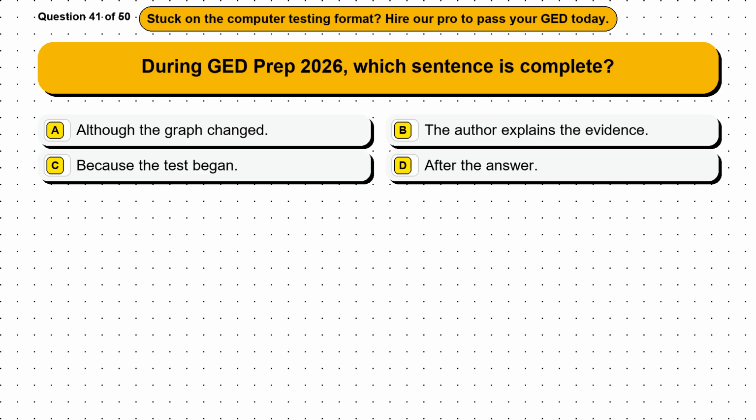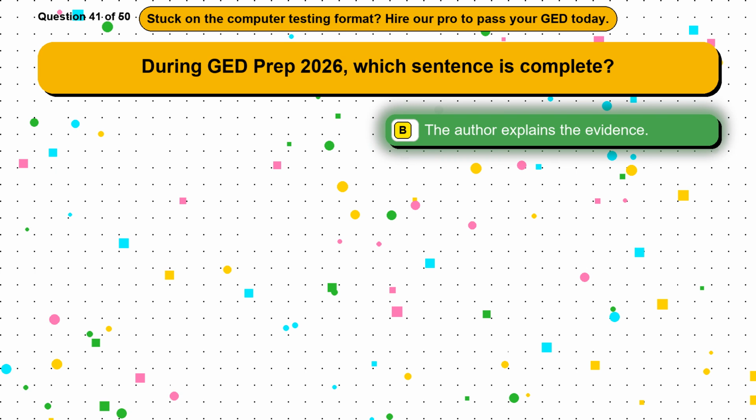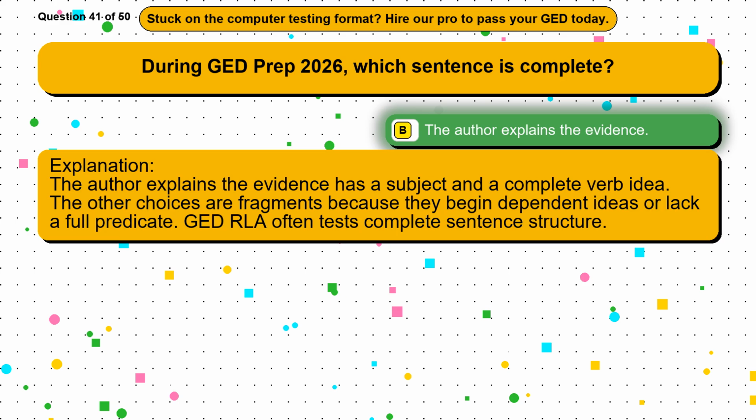Question 41. During GED Prep 2026, which sentence is complete? Option A. Although the graph changed. Option B. The author explains the evidence. Option C. Because the test began. Option D. After the answer. The correct answer is option B. The author explains the evidence. It has a subject and a complete verb idea. The other choices are fragments because they begin dependent ideas or lack a full predicate. GED RLA often tests complete sentence structure.